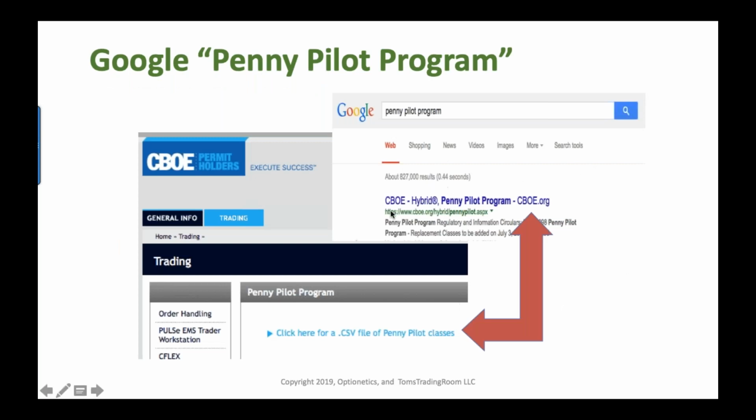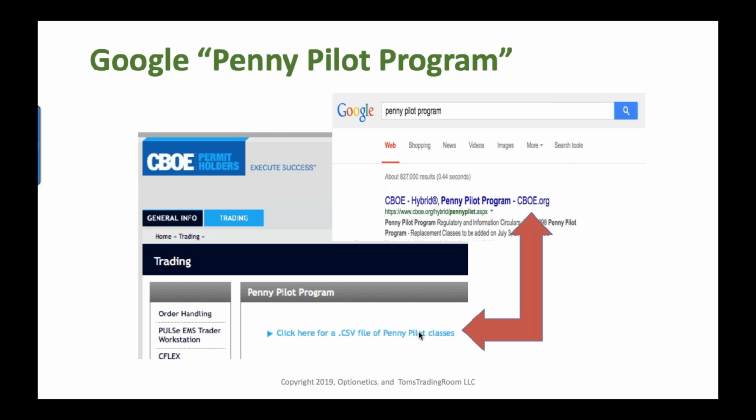The very first thing you're looking at is the CBOE hybrid penny pilot program. If you click on this, it'll open up this window, and you'll see right down here, and this is just a snippet of it, click here for a CSV file of penny pilot classes. You click on that, and it'll download in whatever spreadsheet you're using, whether it's Excel or Numbers or whatever. It'll download by company, stock, and symbol, and you can get an idea of the ones that I look at.